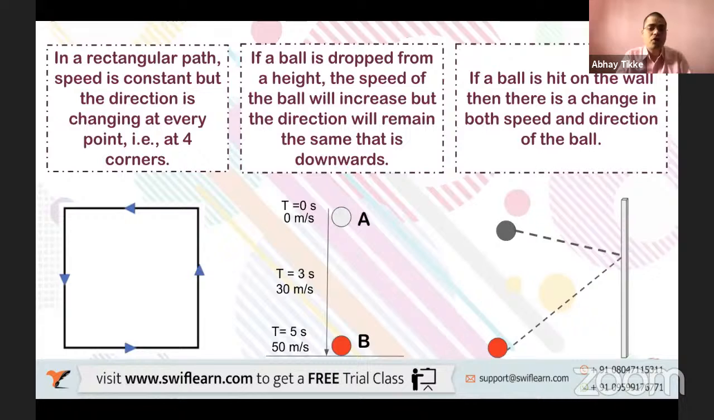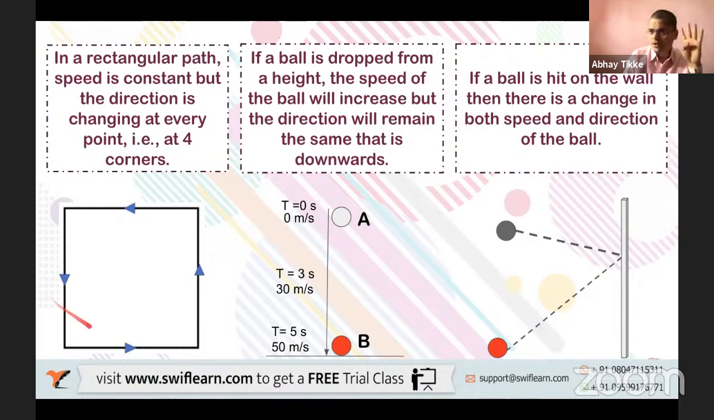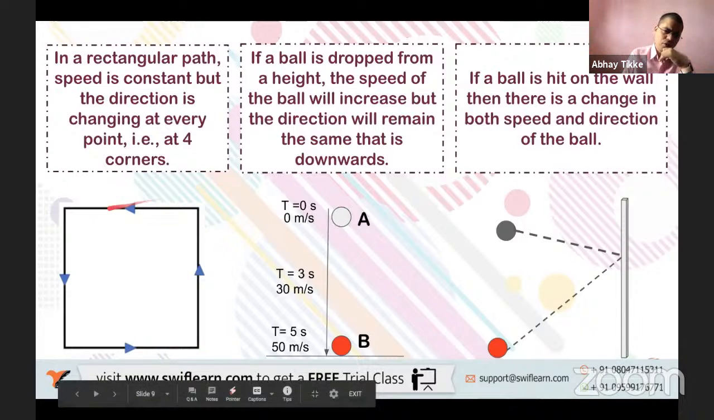So here are a few examples you can see here. The first example says that in a rectangular path, speed is constant, but the direction is changing at every point, that is, at 4 corners, right? As you can see in this diagram, there are 4 corners, because it's a square. And let's say you're traveling on the border or perimeter of this square.